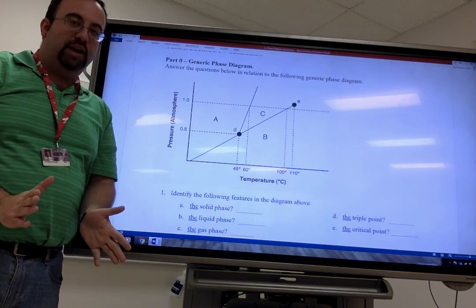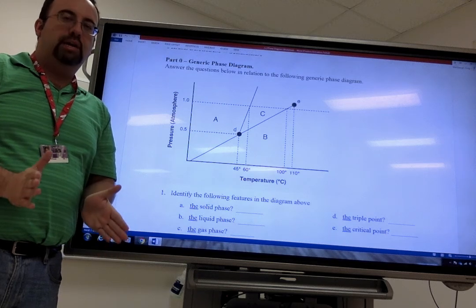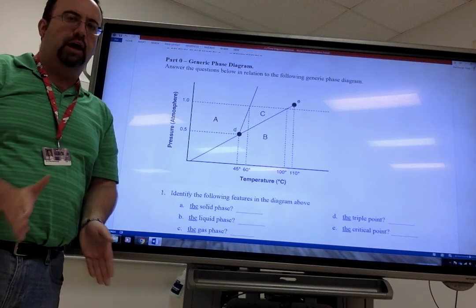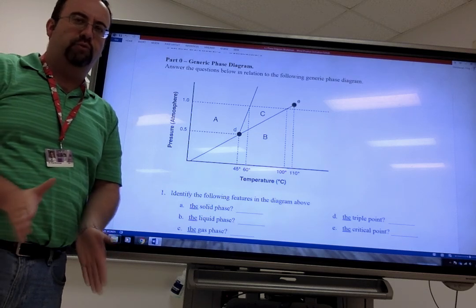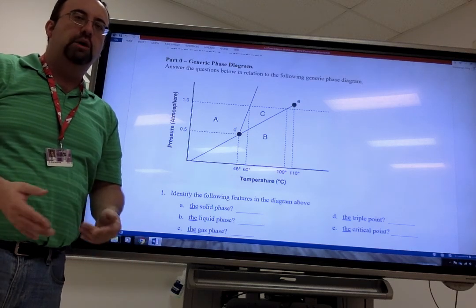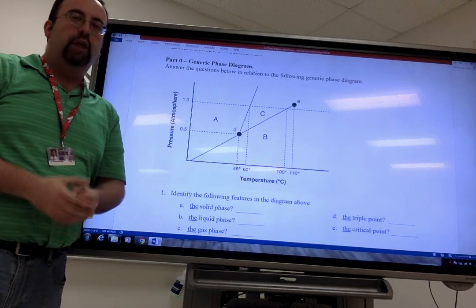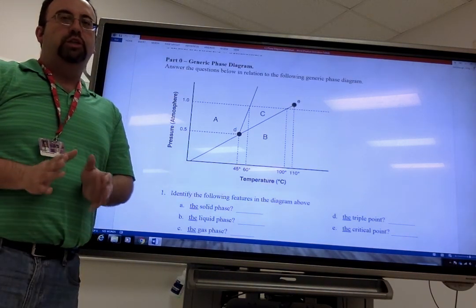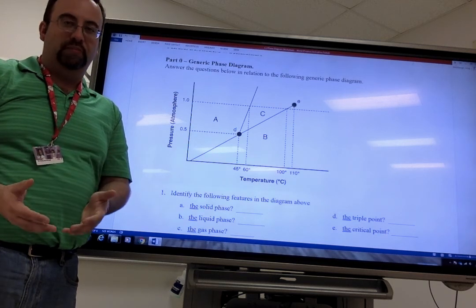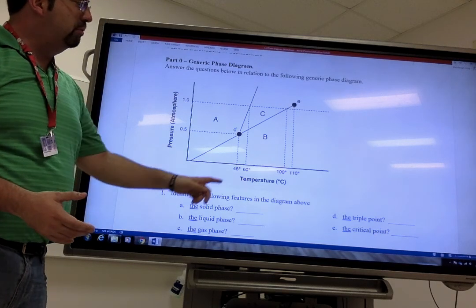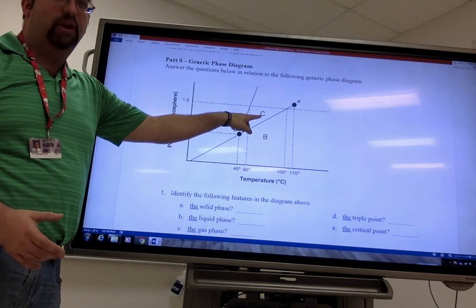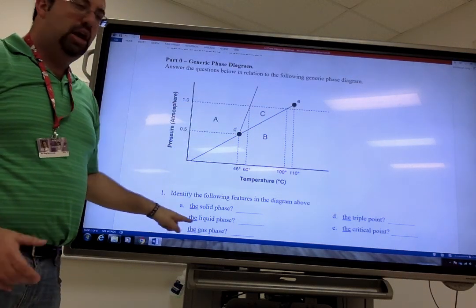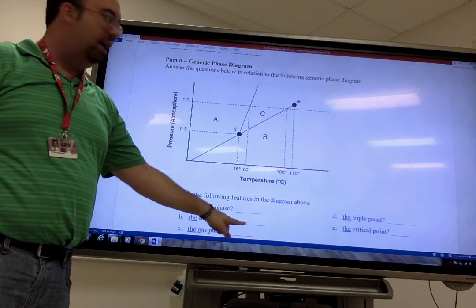B, the liquid phase: when we heat up a solid, we start to use the heat to disrupt the intermolecular forces. If you think about ice, we're breaking the hydrogen bonds, allowing the molecules to get a little bit looser. By doing that, we're going to need to increase the temperature. If we look, we will see that C here is the liquid phase. So for part B, go ahead and put a capital C.